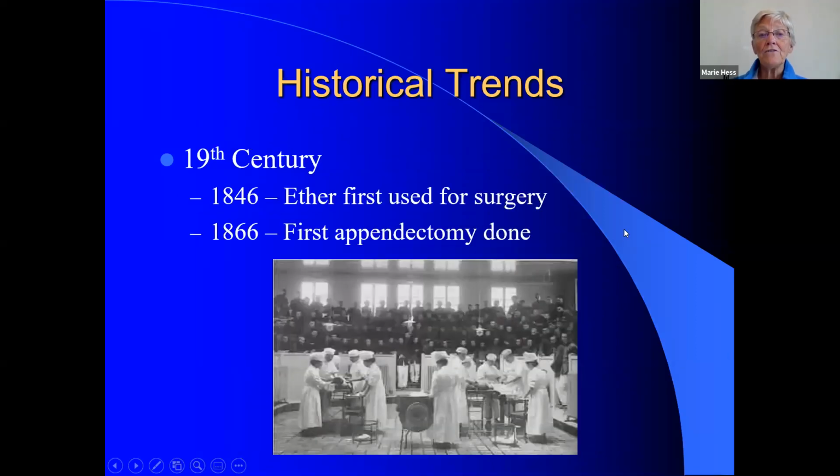Then they went to ether, and this is Massachusetts General Hospital in Boston. It's kind of interesting: you'll notice that they have no gloves, and there are no infection control measures. This is the gallery where people could come in and watch them do surgery. They would use ether, and in 1886, the first appendectomy was done there using ether for surgery.